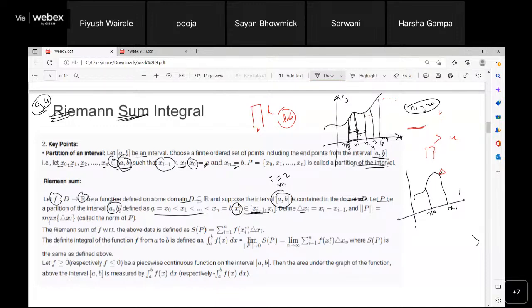Now what I said earlier, I need to find out the area of a rectangle. I can take this length as x1 minus x0. But what height should I take here? I can take this height, or this one. I can take any height between x0 and x1 to find out the area of this particular interval. I have a graph like this.